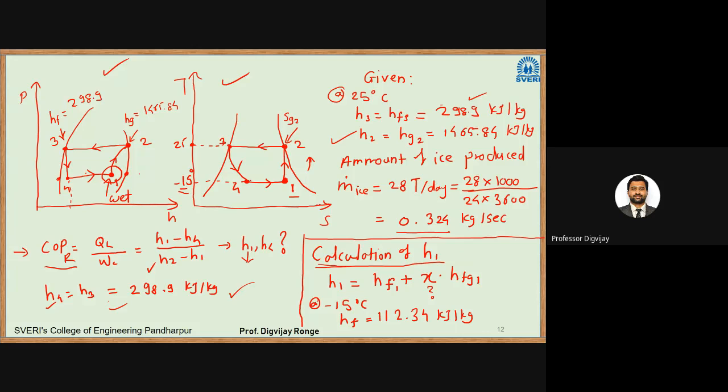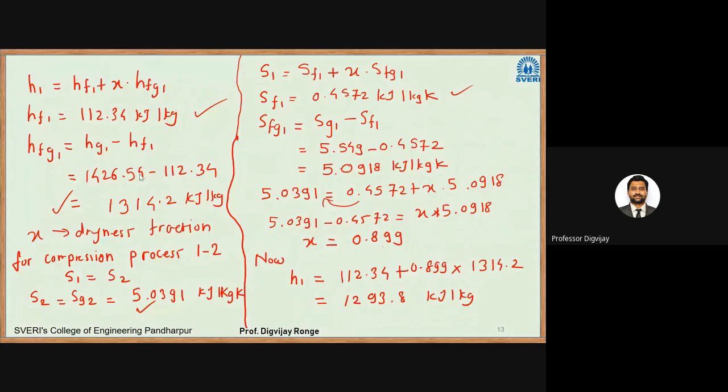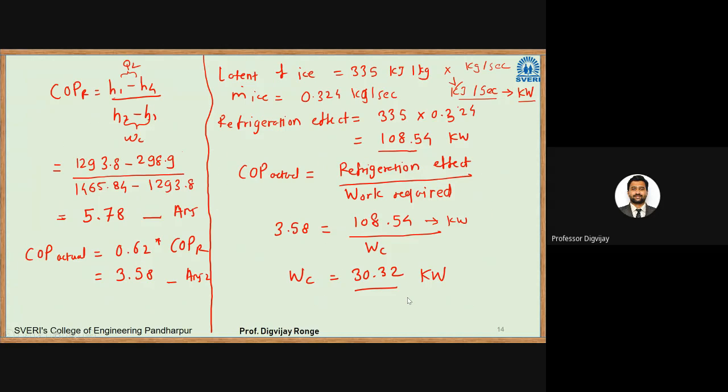We don't know that dryness fraction. For that, we have taken the help of the isentropic process, and we have assumed isentropic, which means S1 will be equal to S2. From that, we have calculated the value of dryness fraction. From that, we have calculated H1, and then we have calculated the COP. So this was our COP. It was given that 62% of this theoretical COP is our actual COP. So we calculated 3.58 here.